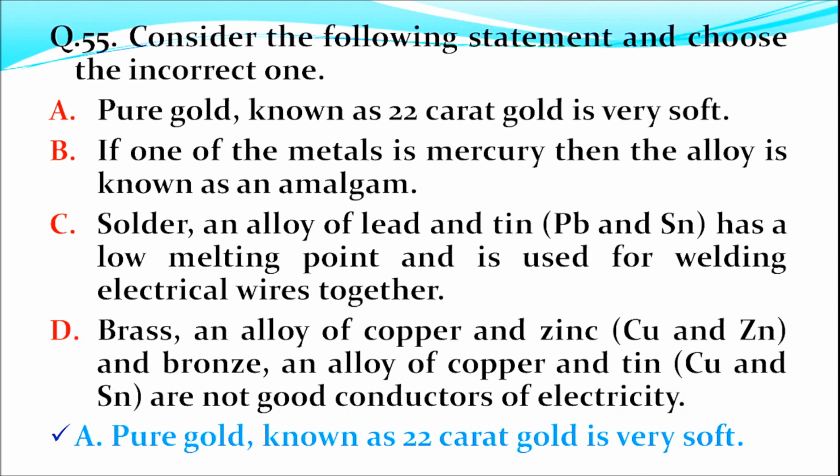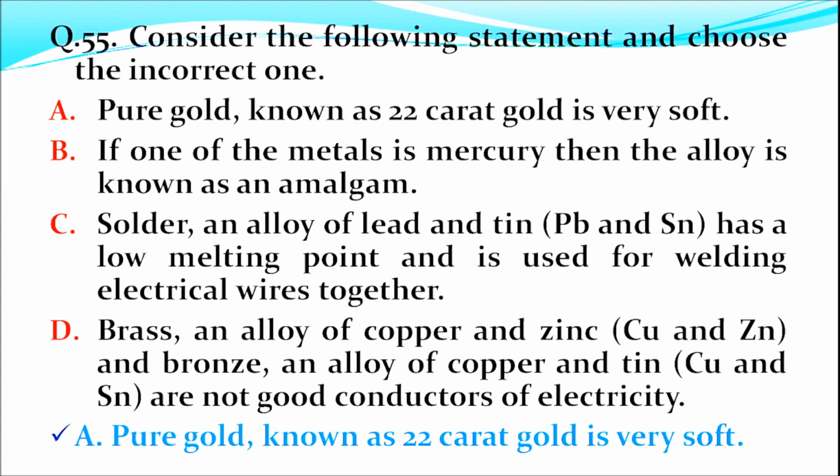Next question. Consider the following statements and choose the incorrect one. Option A. Pure gold known as 22 karat gold is very soft. Option B. If one of the metals is mercury, then the alloy is known as amalgam. Option C. Solder, an alloy of lead and tin, Pb and Sn, has a low melting point and is used for welding electrical wires together. Option D. Brass, an alloy of copper and zinc, and bronze, an alloy of copper and tin, are not good conductors of electricity. Out of the four statements, which is incorrect?